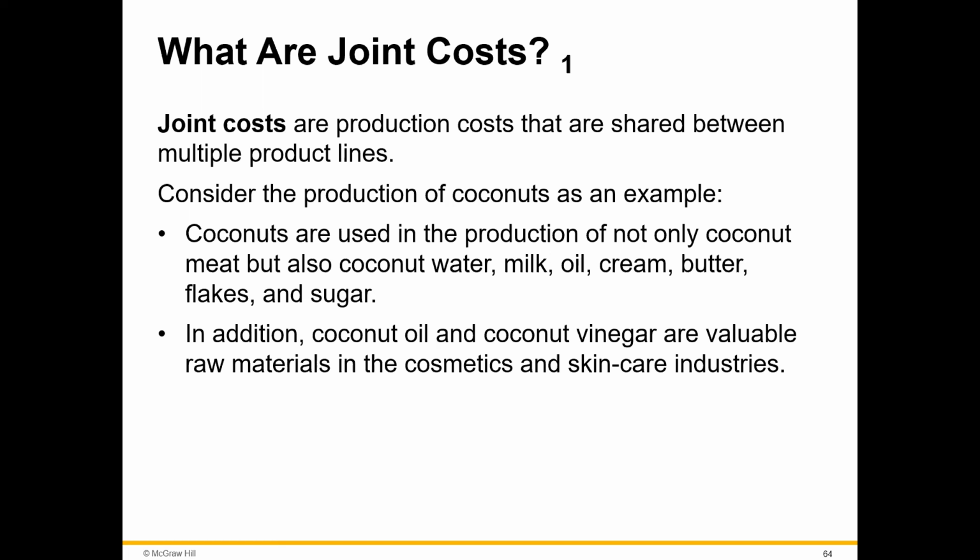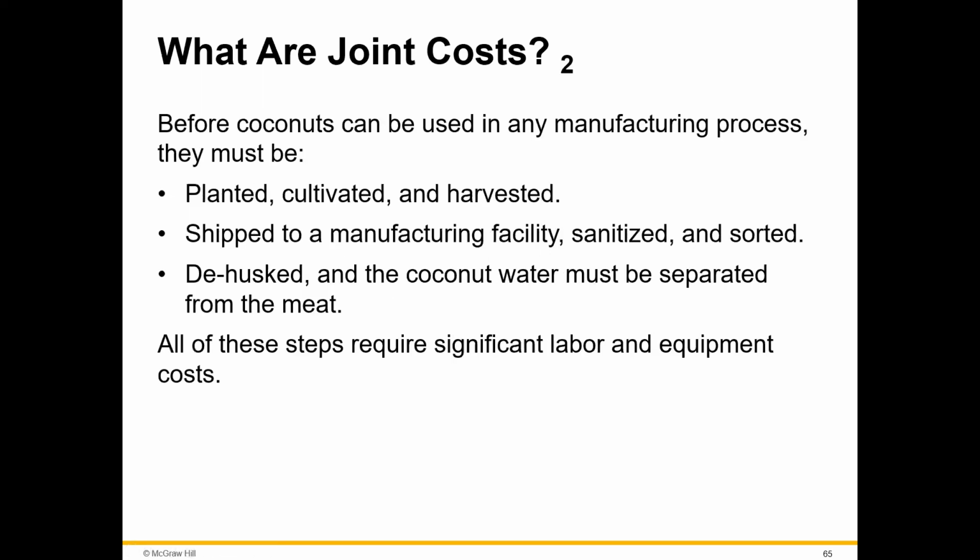And coconut oil and coconut vinegar are valuable for cosmetics and skincare. So lots of products you can make with coconut, right? Now, in order to use coconuts, you have to plant, cultivate, and harvest them. You have to ship them to a manufacturing facility, sanitize them so they don't get all rotten, and sort them out. They get husked, and the coconut water gets separated from the meat to make all of the subsequent products. So there's a lot of labor and equipment costs.